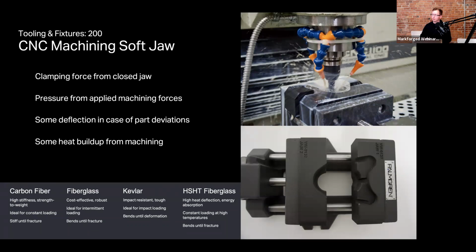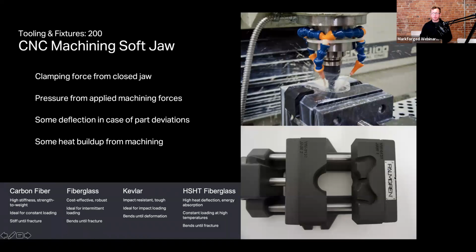All right, should we close up the poll? Yep, so it looks like a majority did vote, so let's share those results. All right, so this is actually really interesting. It looks like most people voted for Kevlar, with carbon fiber in sort of second and fiberglass in third.